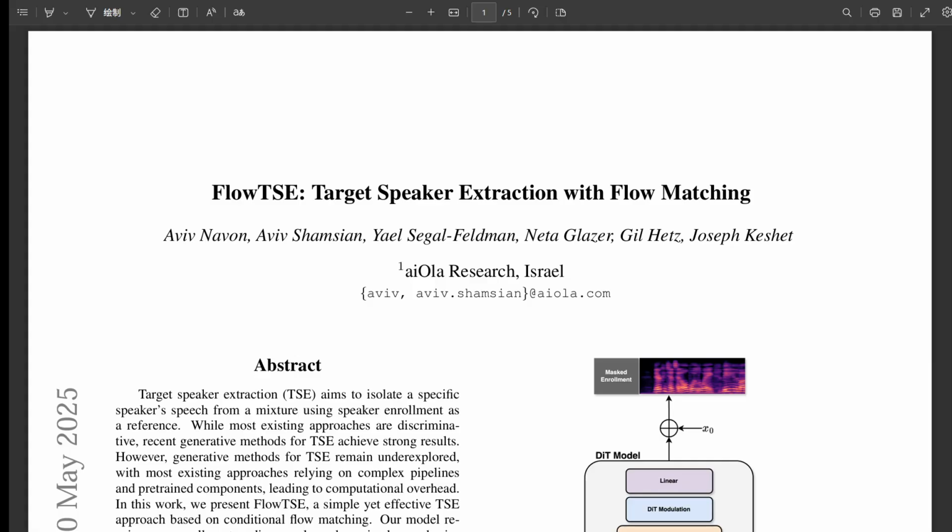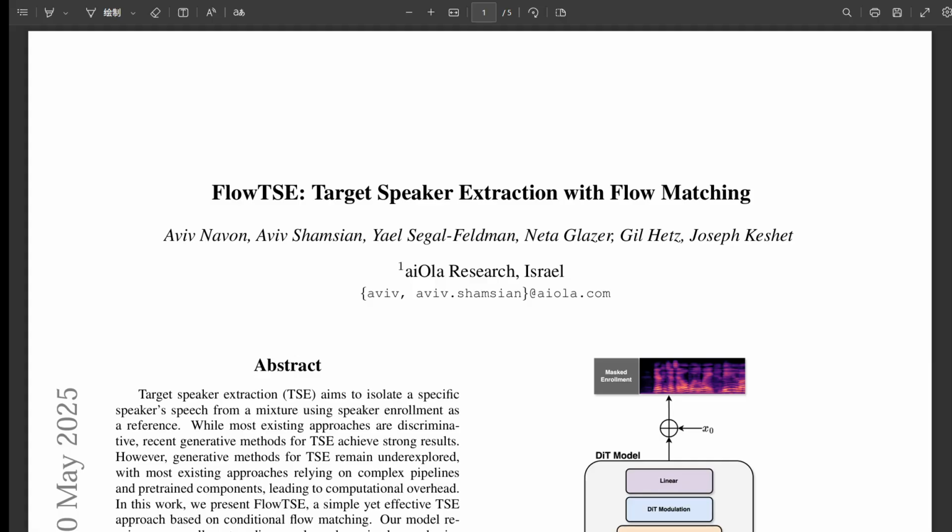Great. So let's start with the core problem TSE faces. Okay, so imagine that party scenario again. You're trying to follow one friend's story. The system has to pick out their voice from everyone else talking, music playing, background clatter. It's tough. And how have people tried to solve this before? You mentioned different types of models.